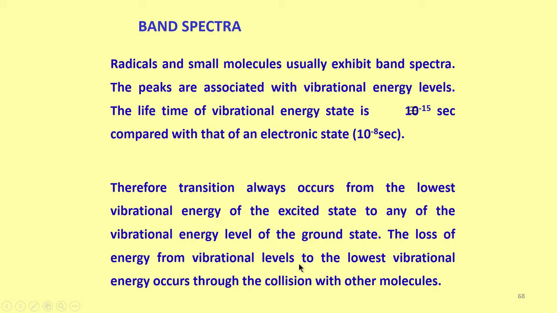So, how does it happen? It happens by collision. In the gaseous phase, lots of gas molecules are moving here, there, everywhere in random directions. So, they may hit each other, and during that time they lose vibrational energy in the form of heat or something, and then they come to the lower vibrational energy levels. Once they reach the ground electronic energy level, only then will the emission take place.